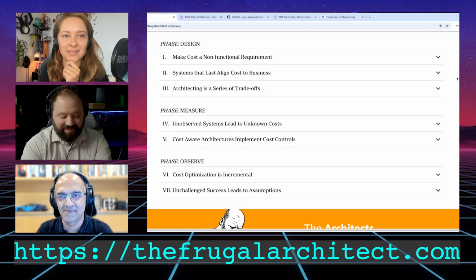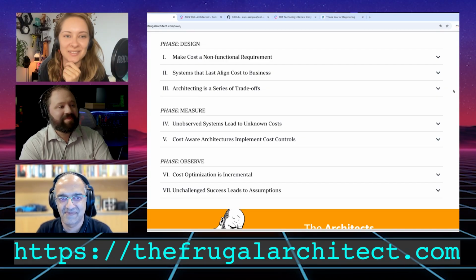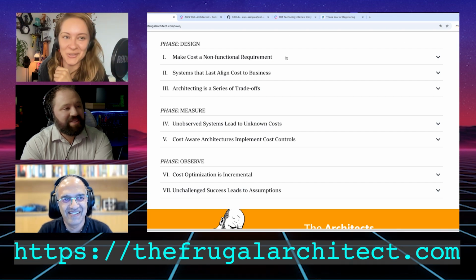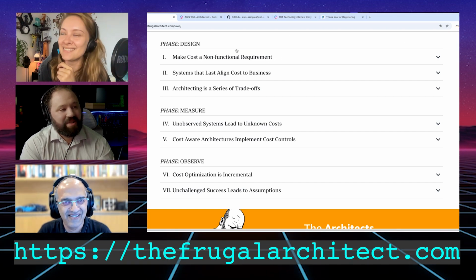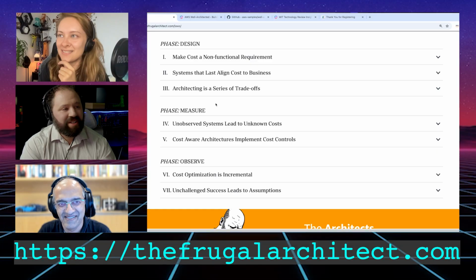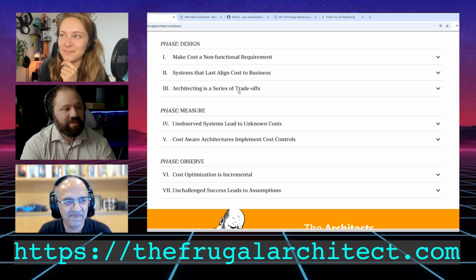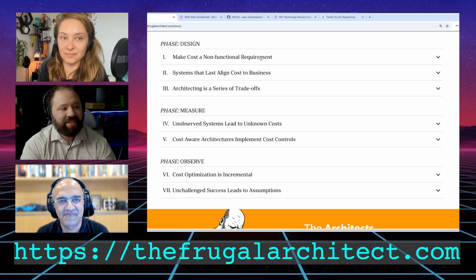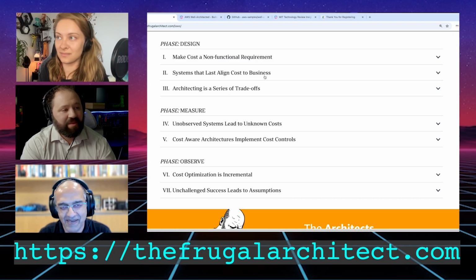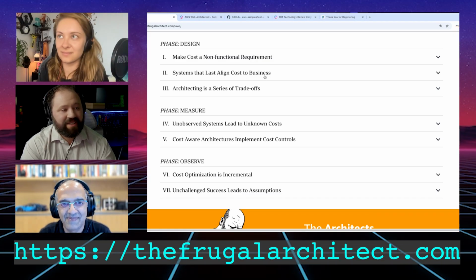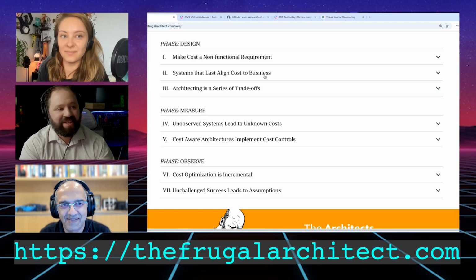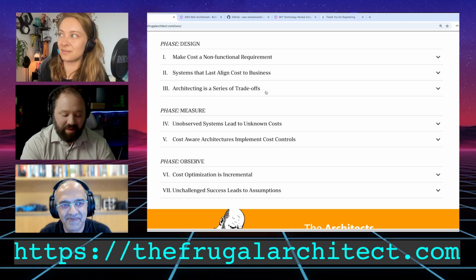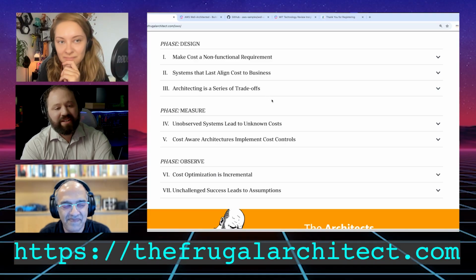So, Stephen or Rahul, do you want to give your opinions on this? Let's talk about the first three. Number one, make cost a non-functional requirement. Number two, systems that last align cost to business. And number three, architecting is a series of trade-offs. We talked about the trade-offs, I think, but then talking about making cost a non-functional requirement, let's dive into that one for a second.